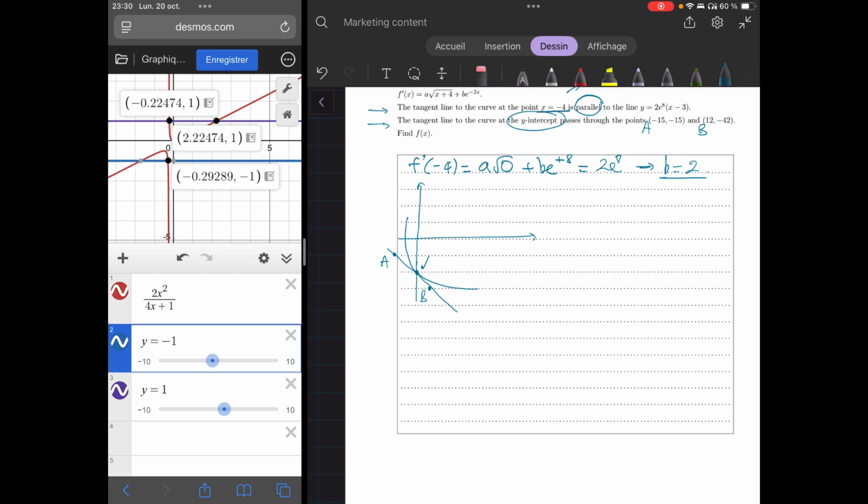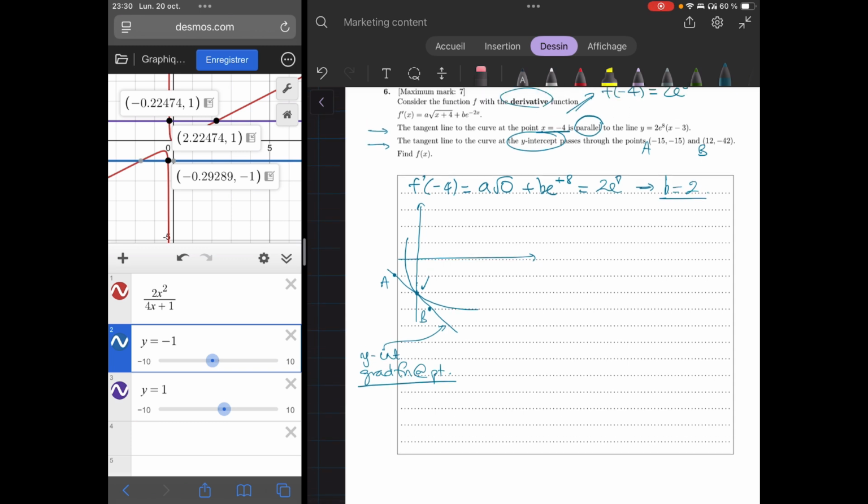What does this mean? By finding the equation of this line, we can then deduce the y-intercept of the function, as well as the gradient of the function at that point. So, let's find the equation of the line passing through A and B. The gradient is going to be -1. So we know that f prime at 0 is equal to -1.